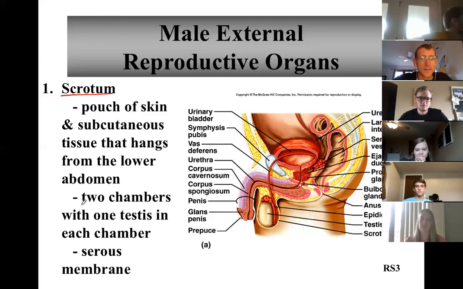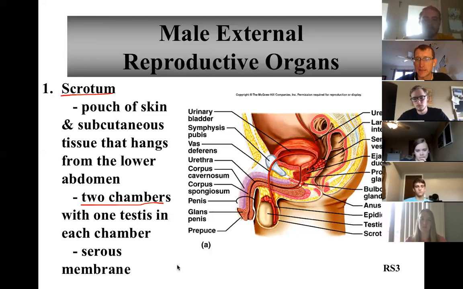So let's see. There are two chambers, one chamber for each testis. There's two testes, of course. There's one testis in each chamber, and there's a serous membrane in between the testes. They are actually up in the abdomen when a baby boy is first developing, and then they come down out of the abdomen into the scrotum through that inguinal canal right before birth, during birth, like right at the finish line, which I think is kind of a fascinating thing.